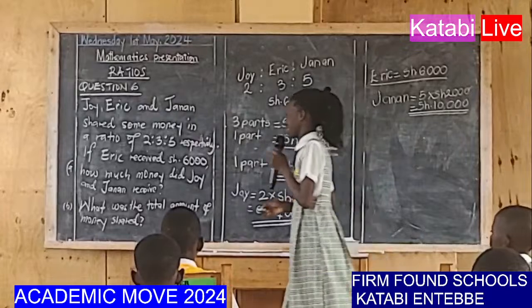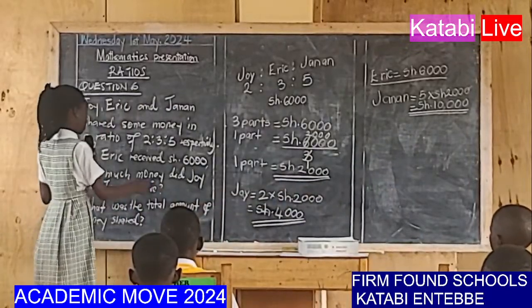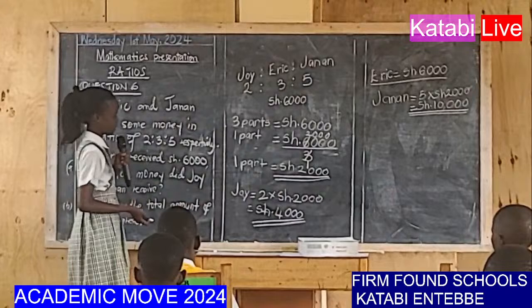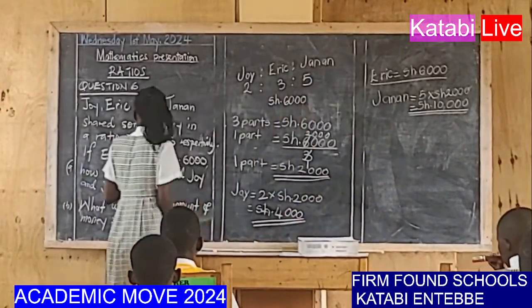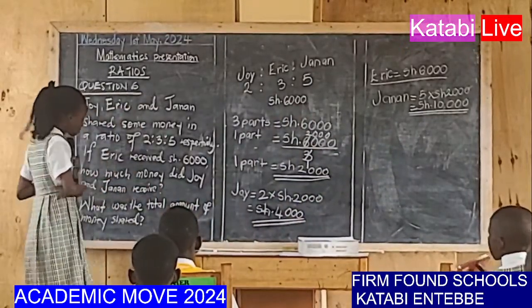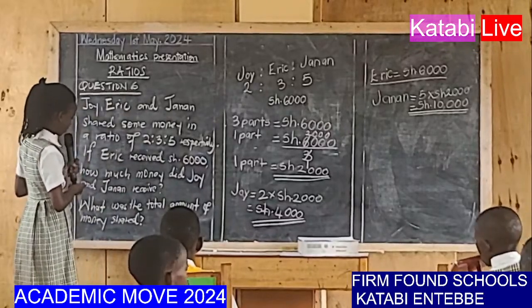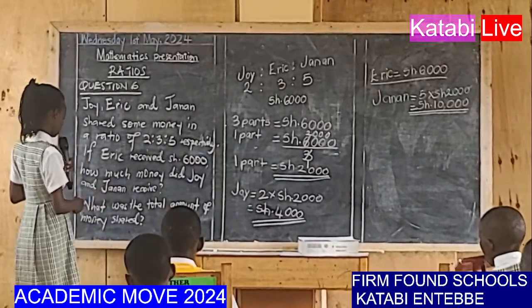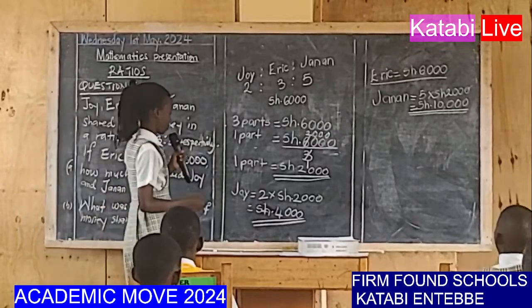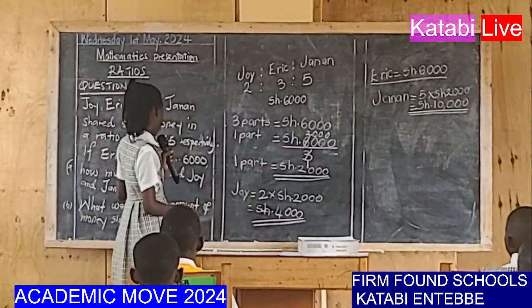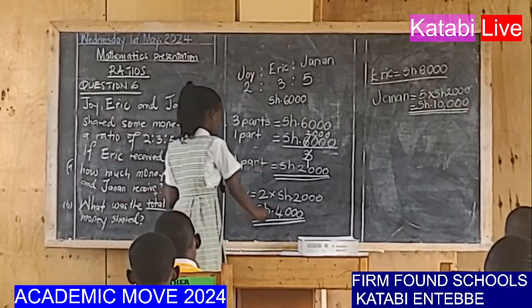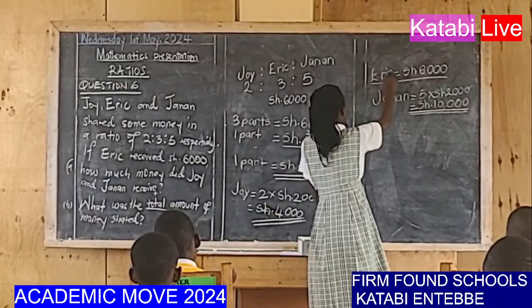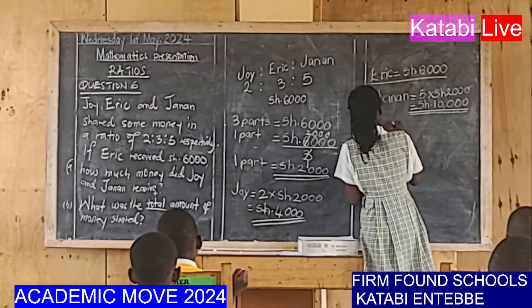So now we have answered the question of how much money Joy and Janan received. Joy received how much? 4,000 shillings. Janan received how much? 10,000 shillings. What was the total amount of money shared? If we want to find the total, what does total mean? So we are going to add Joy's amount plus Eric's amount plus Janan's amount.